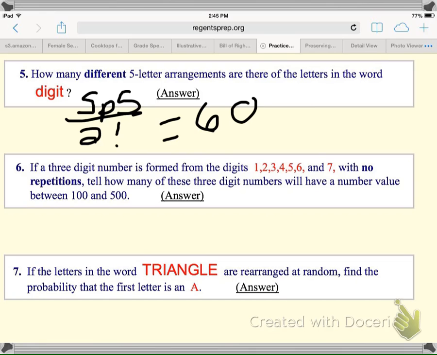Okay, let's do the next one. And again, Lauren, you'll start it again when everybody is standing. If a 3-digit number is formed from the digits 1, 2, 3, 4, 5, 6, and 7, with no repetitions, how many of these 3-digit numbers will have a value between 100 and 500? Okay, give this a good shot and stand up when you're ready.